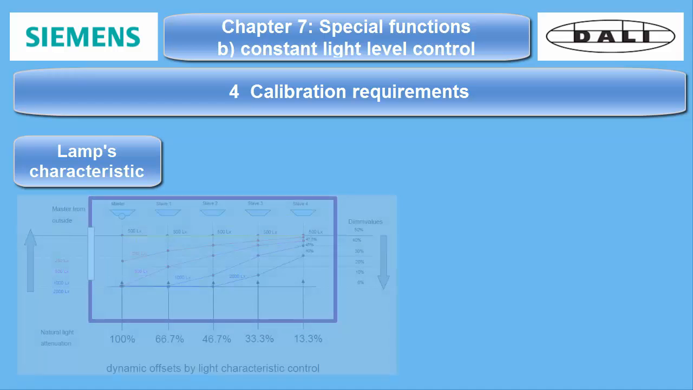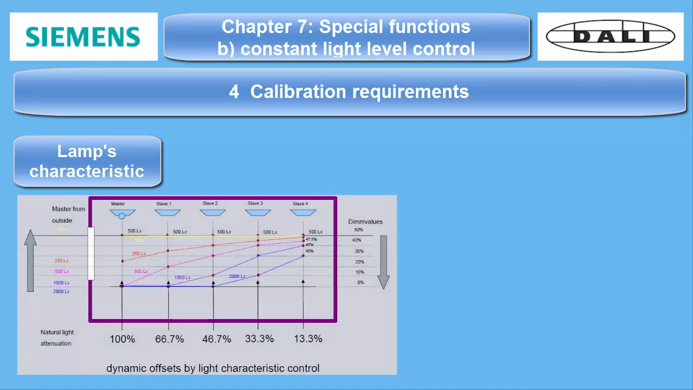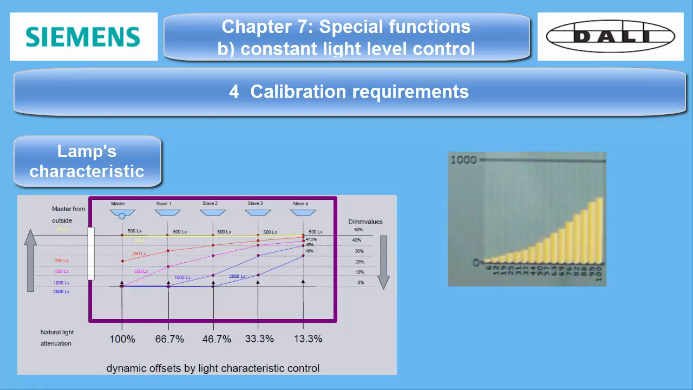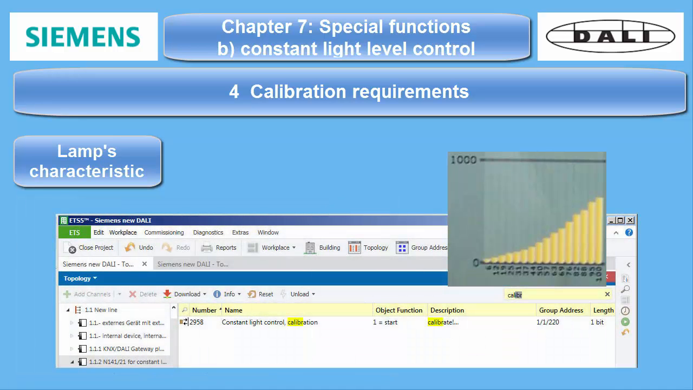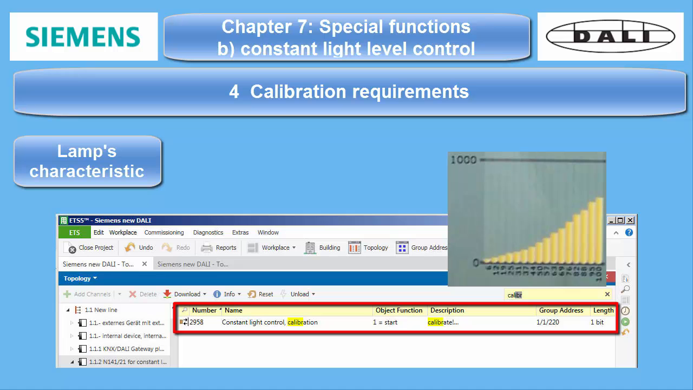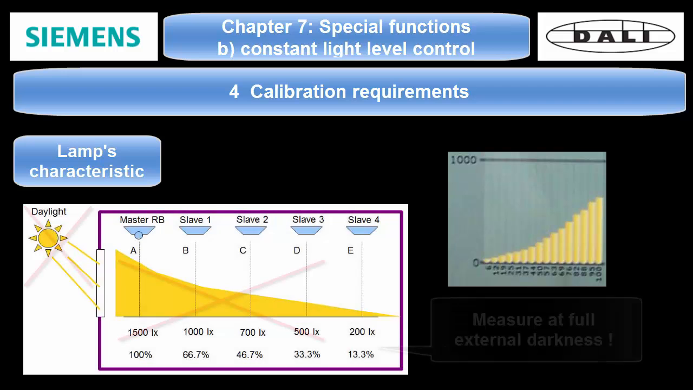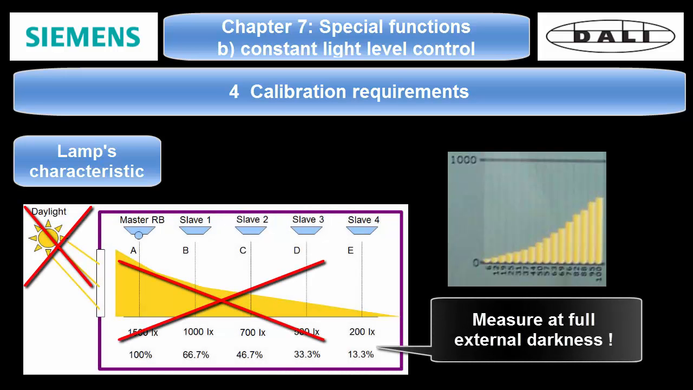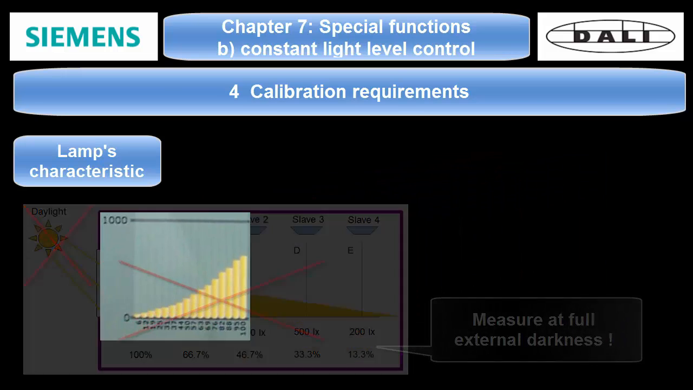B. Lamp's characteristic. The dynamic light control requires the knowledge of the lamp's dimming characteristic. That means the curve of light level over the dimming values must be retrieved. This curve will be recorded automatically by the DALI controller when the calibrate object is triggered. You only have to make sure that the environment of the luminaires is absolutely dark. External light will deteriorate the measured curve or even completely spoil it.